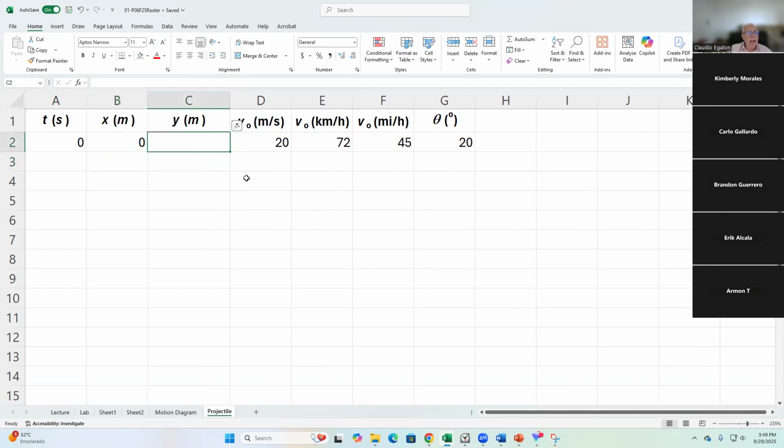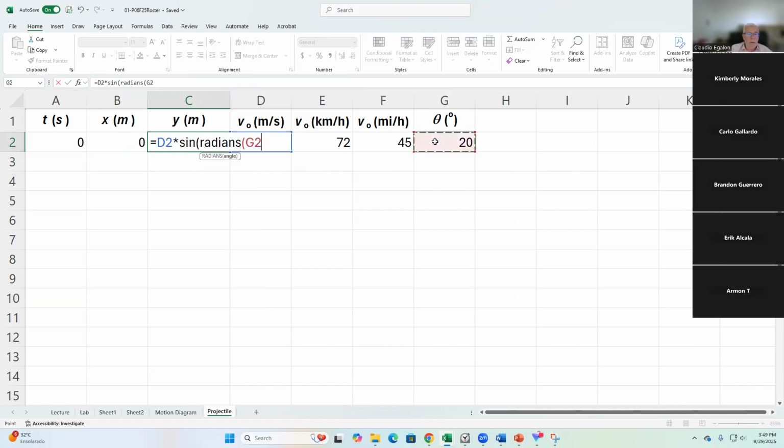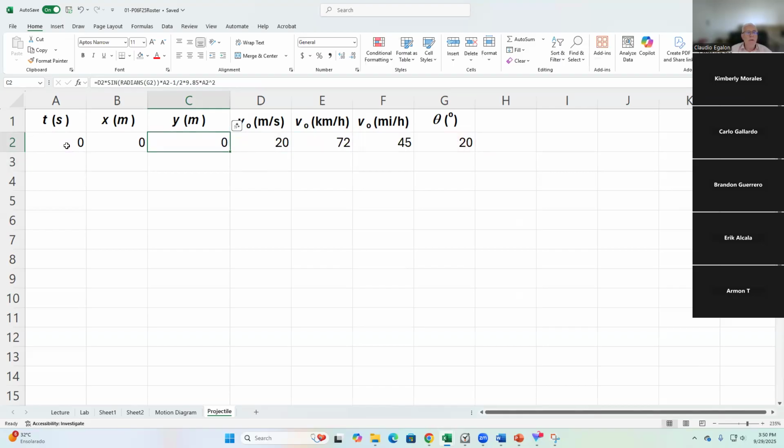And I repeat that for y, the equation of motion that we saw before. V naught y, right? V naught sine of theta. Don't forget to change to radians. V naught times sine of theta times t minus half the acceleration of gravity, 9.85, times t squared. Remember, this is just for t equal to 0.